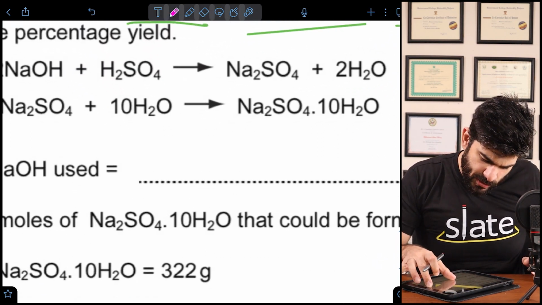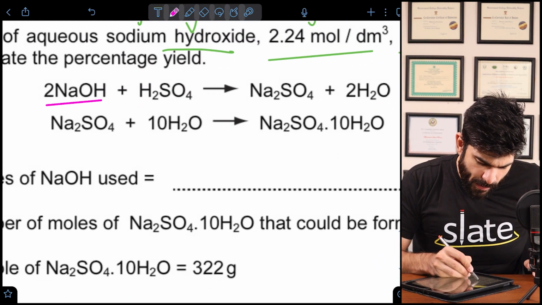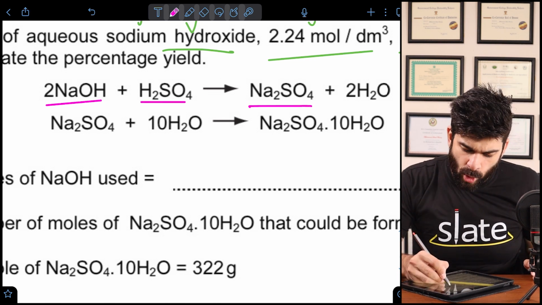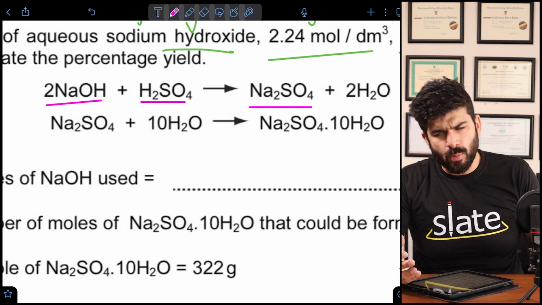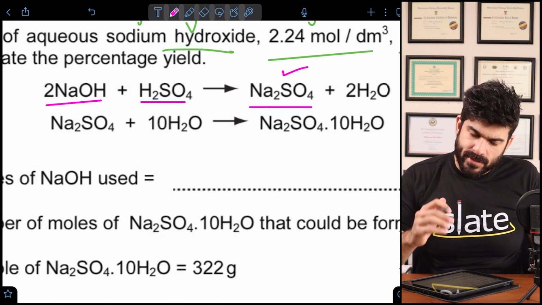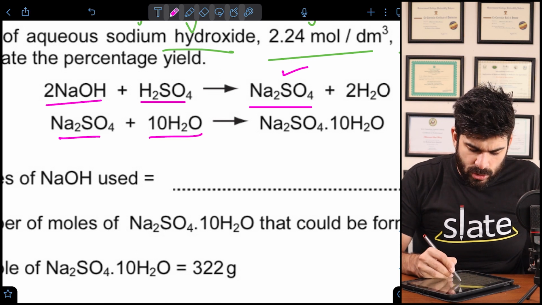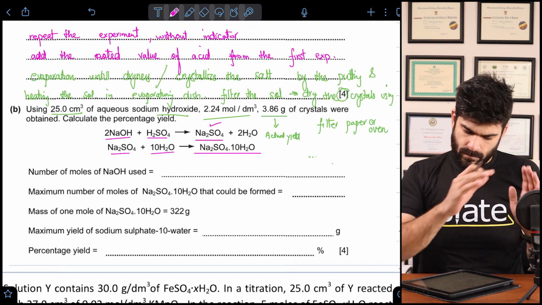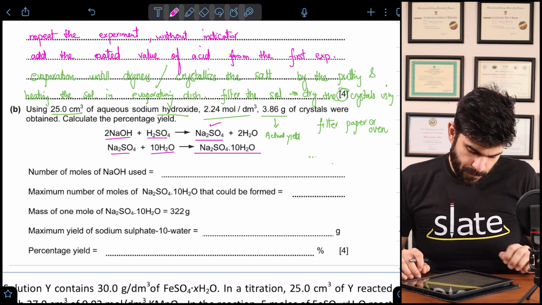Okay, steps are given. Let's see what's happening in the equation first. 2 moles of sodium hydroxide are reacting with a mole of H2SO4 to give 1 mole of Na2SO4 and 2 moles of water. But when this anhydrous salt of sodium sulfate is added with 10 moles of water, we get 1 mole of the crystal.